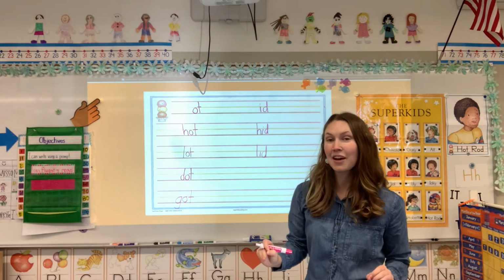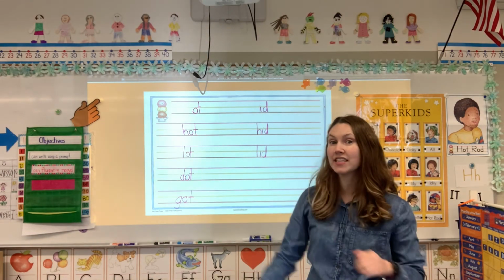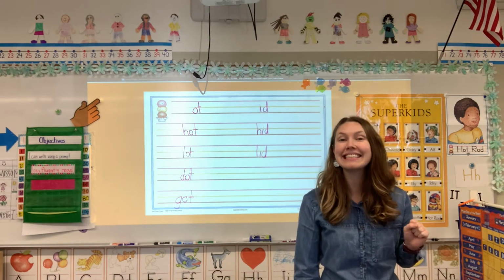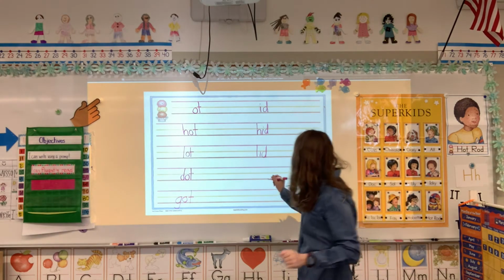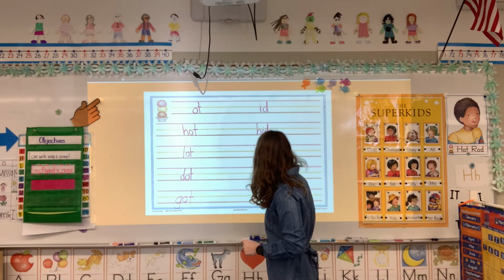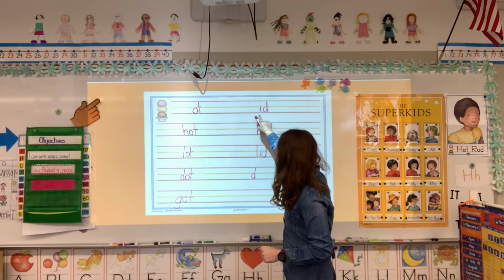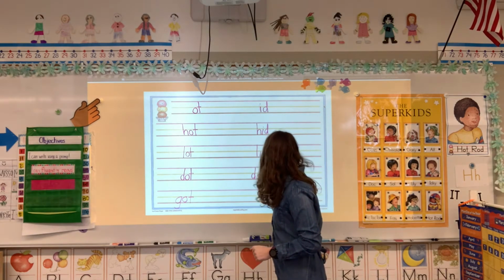Our next word is going to be did. Did. What do we hear at the beginning of this id family word? That's right, it's a letter D. So I'm going to add my D and then add my id ending. Did.